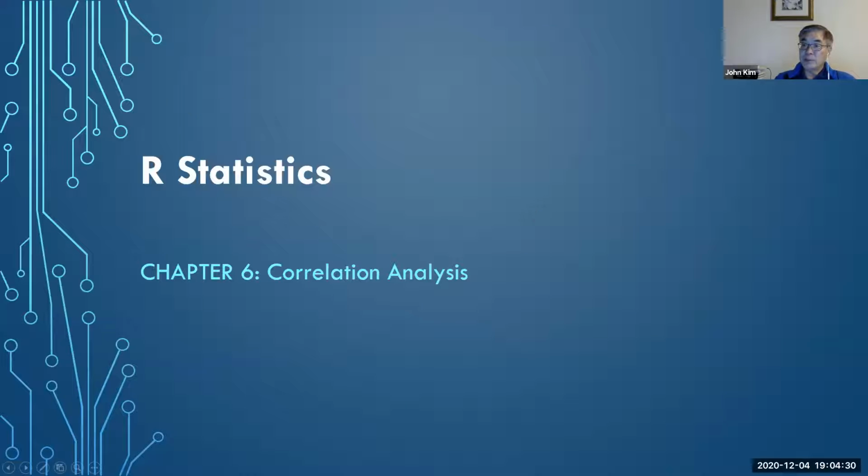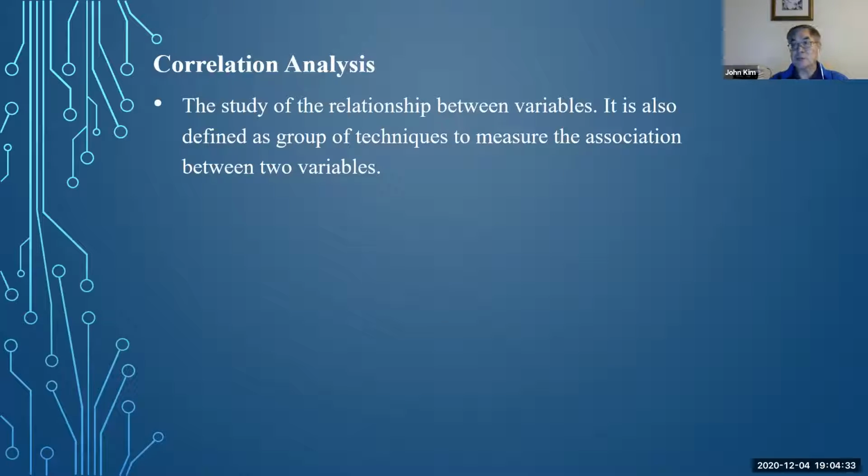Okay, so to repeat, correlation analysis uses variables, X variable, Y variable, and so on, then finds the relationship between two or three or more variables. So it is the study of the relationship between variables, X variable and Y variable. This is also defined as a group of techniques to measure the association between two variables.